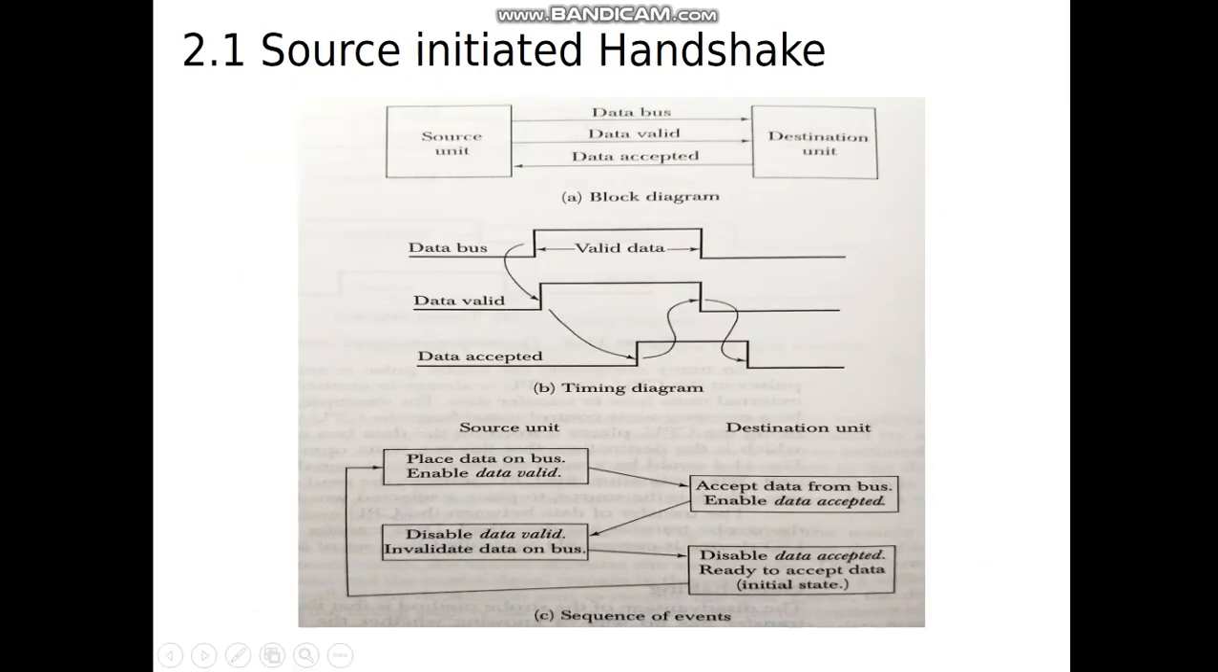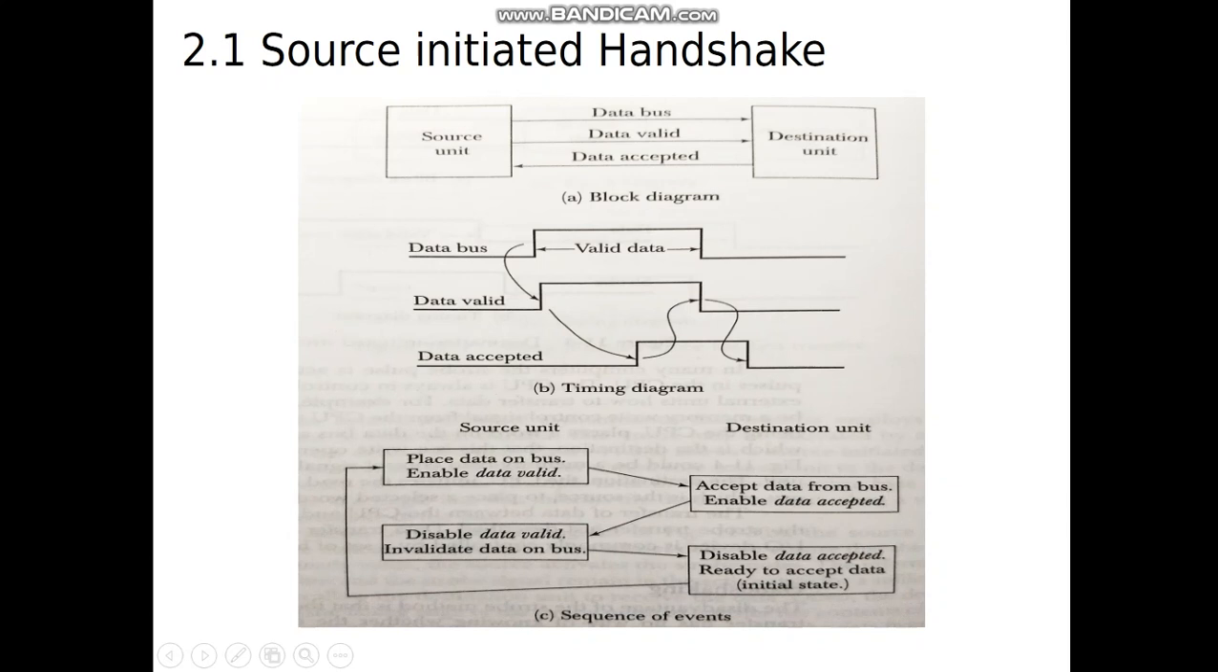The second way is source-initiated handshaking. The handshaking method solves the problem of the strobe method by introducing a second control signal that provides a reply to the unit that initiated the transfer. You can see that the source and destination use the data bus, with a data valid signal and a data accepted signal. So the response, or handshake, ensures the correct data is transferred to the particular location. If data is valid, the destination accepts it and gives the response to the source.